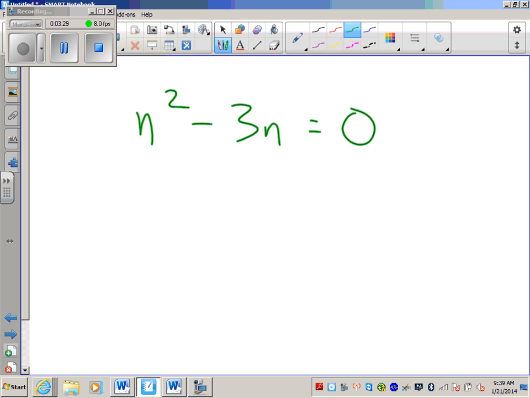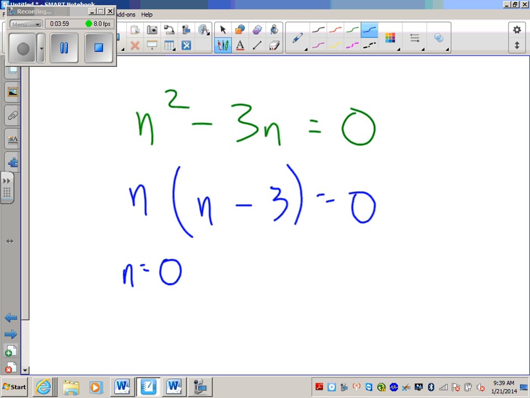N squared minus 3n is equal to 0. First thing we always want to look for is a GCF, right? What is the GCF here, Marlia? N. They both have n in common. I'm going to pull the n out. N times what gives me the n squared? And n times what gives me 3n? 3. This n will equal what? And this n will equal 3. Those are my solutions.